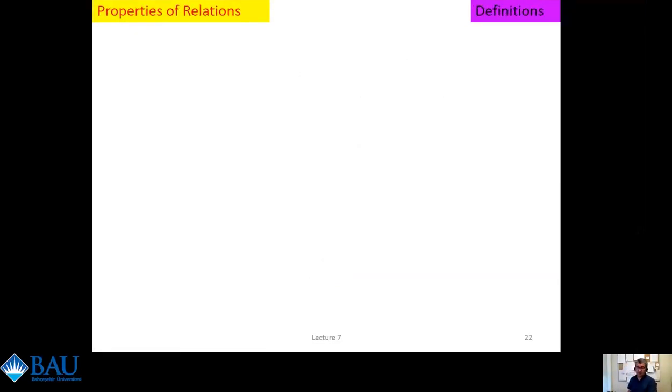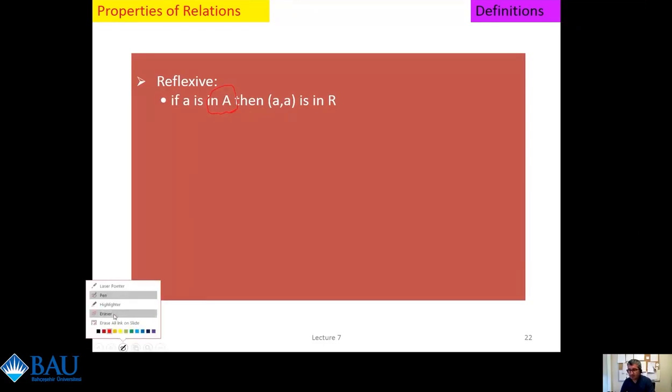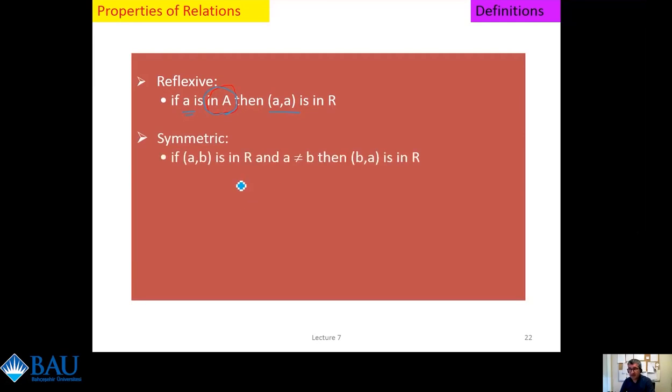Let us have a summary. Reflexive means for any element in your set A, we have an AA. For any element in your set, you have to check AA. Symmetric: if we have an AB, which they are not equal, then we have a BA.